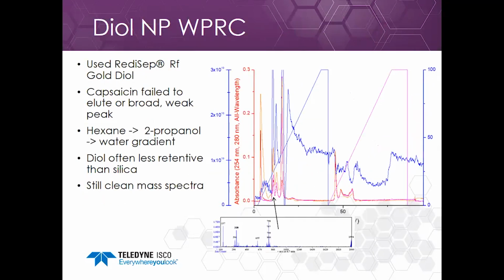Another example is using the diol column. And in this case, I use hexane to 2-propanol to water. You can use the same solvents that I did for silica, and I would actually recommend doing so. I simply wanted to show a different sort of wide polarity range chromatography. In this example, capsaicin either failed to elute or it was a very broad and weak peak because I could not see the capsaicin peak in any of the peaks that I detected with the mass spectrometer or with the UV.